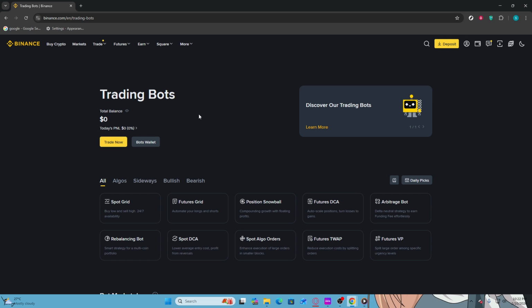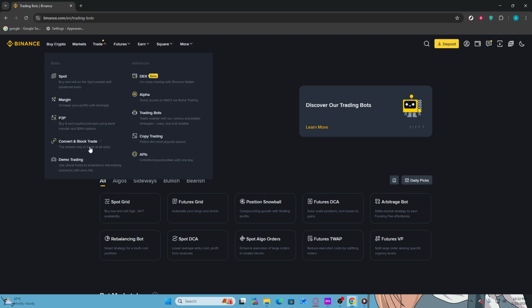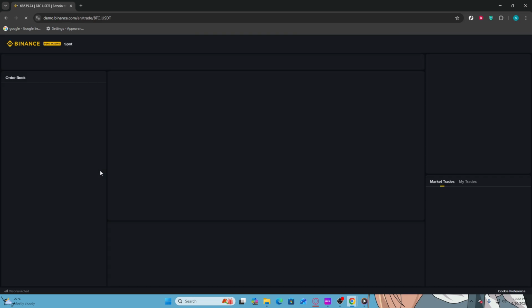Finally, if you wish to practice without financial risk, you can engage in demo trading. Click on the Start Demo Trading button to access a simulated trading environment where you can hone your skills without the pressure of real money.